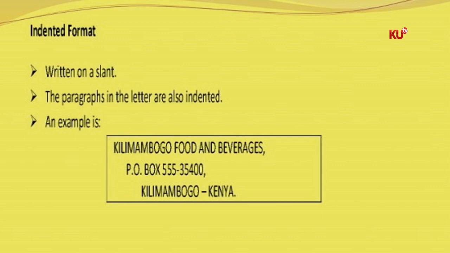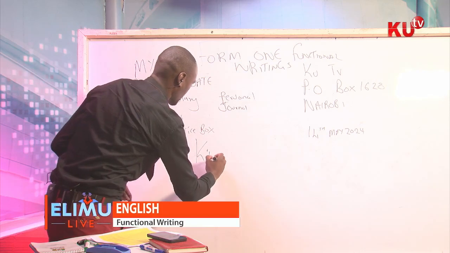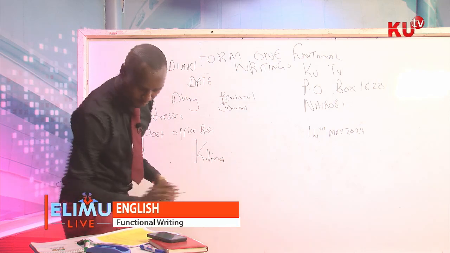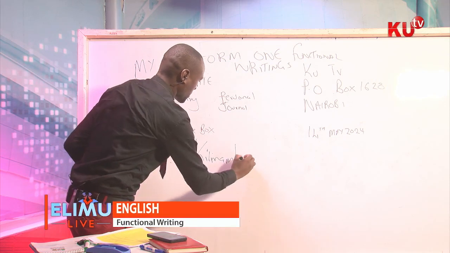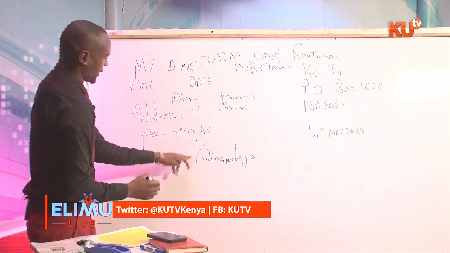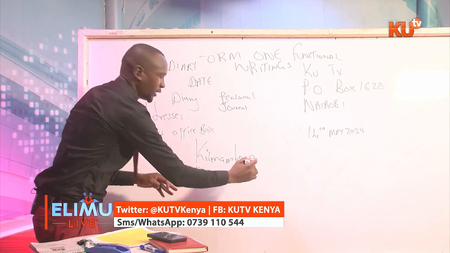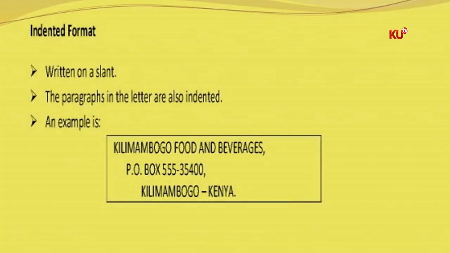There is the other one, which is the block format. Block is just the way, Kilimambogo. When you are doing the block format, you don't indent it. It is a straight line. That is the block format. Those are the addresses. So I will give an exercise.